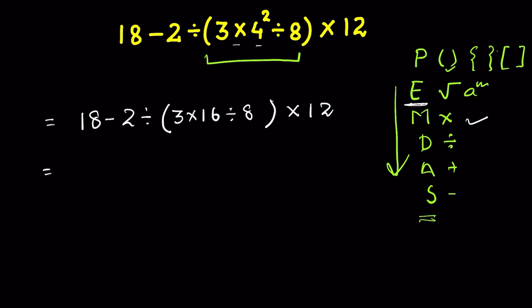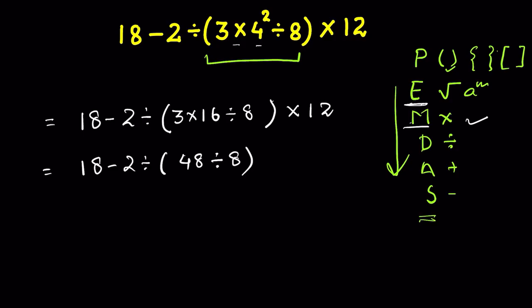Now in the next step there is multiplication, so we will solve the multiplication. So 18 minus 2 divided by, 16 times 3 is 48. So first multiplication, then division, divided by 8.